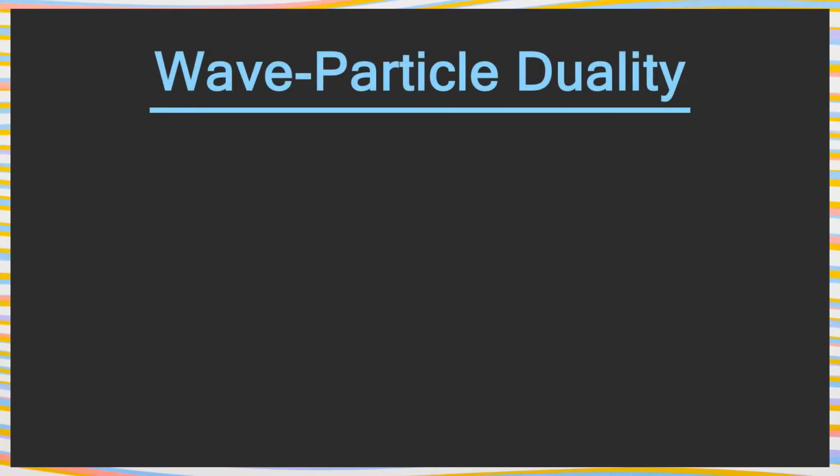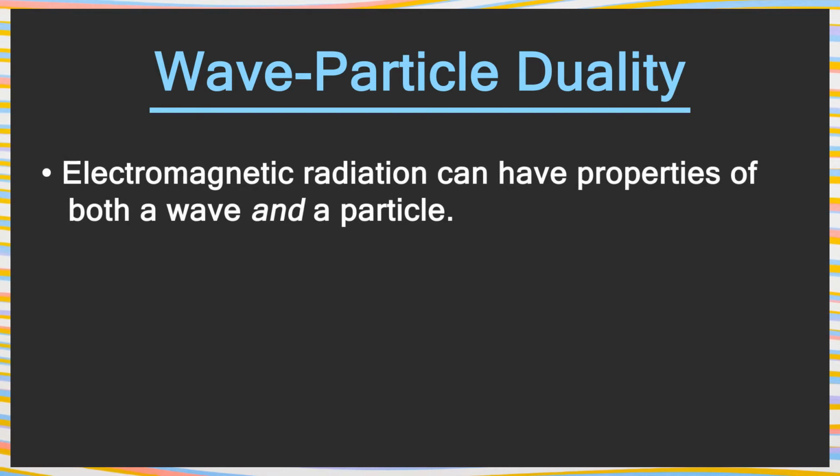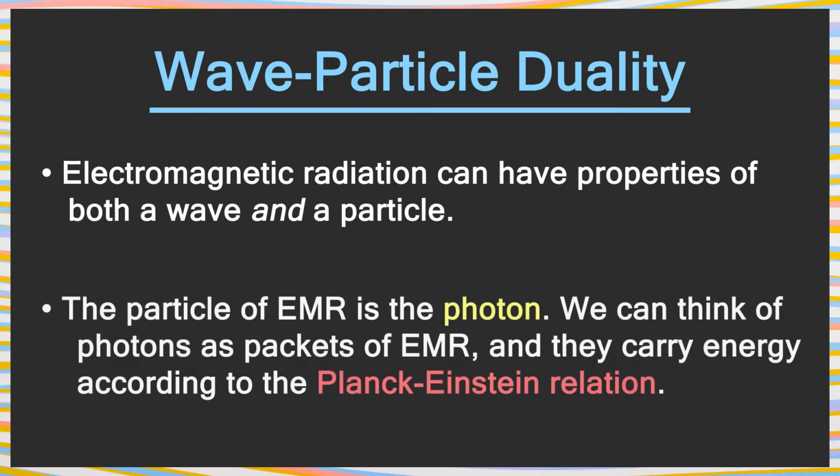An important concept we must understand is that EMR can have properties of both a wave and a particle. This idea comes from the wave-particle duality concept in quantum mechanics, where EMR is shown to have properties of a wave and a particle. The particle of EMR is the photon. We can think of photons as packets of EMR, and they carry energy according to the Planck-Einstein relation.